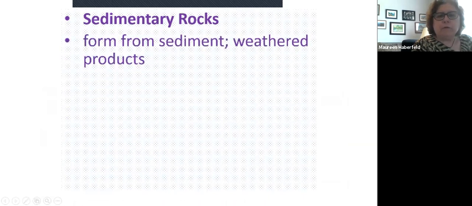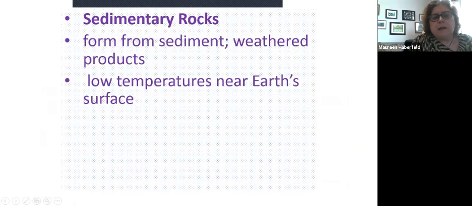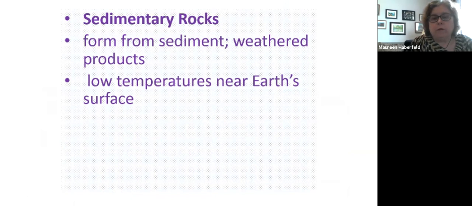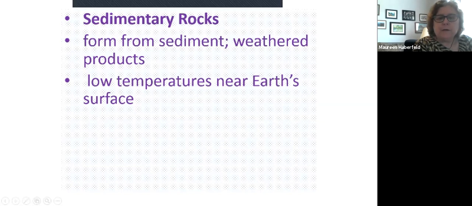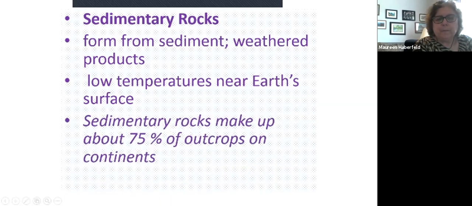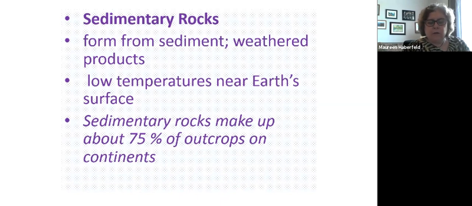Okay, now we'll talk about sedimentary rocks. Sedimentary rocks is the second group, and they're formed from sediment, which is weathered products, and they're formed at low temperatures compared with the igneous rocks, which are formed from high temperatures, hot molten rock material. These are formed near the Earth's surface at low temperatures. And sedimentary rocks make up 75% of the outcrops that we see on the continents. And that makes sense because they are formed at or near the Earth's surface. They tend to stay near the Earth's surface. So most of the rocks we see are sedimentary.